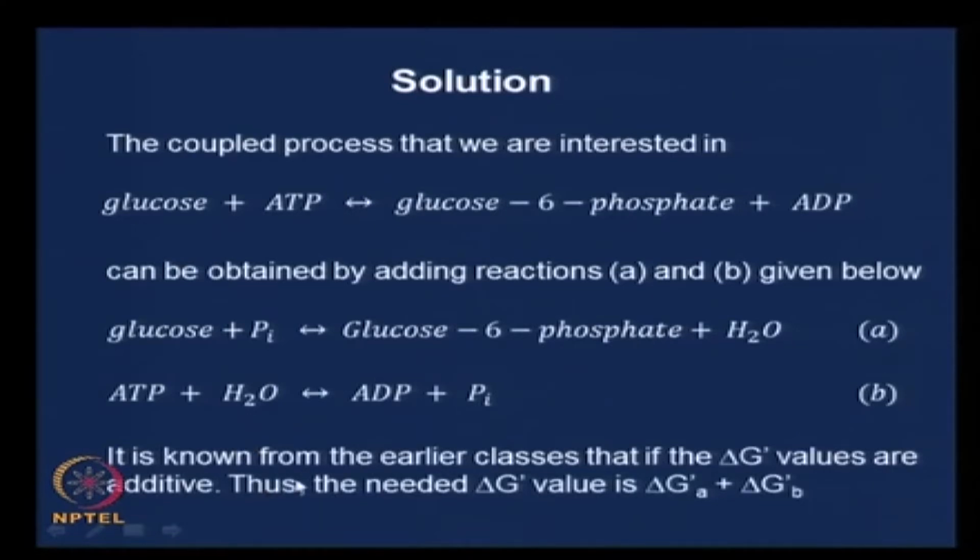and this directly comes from what is known in the earlier classes, that the delta G dash values are additive. Therefore, the needed delta G dash value is nothing but the delta G dash of reaction A added to the delta G dash value of the reaction B.